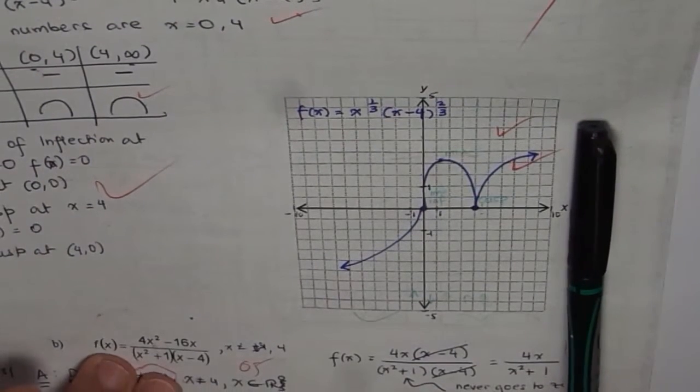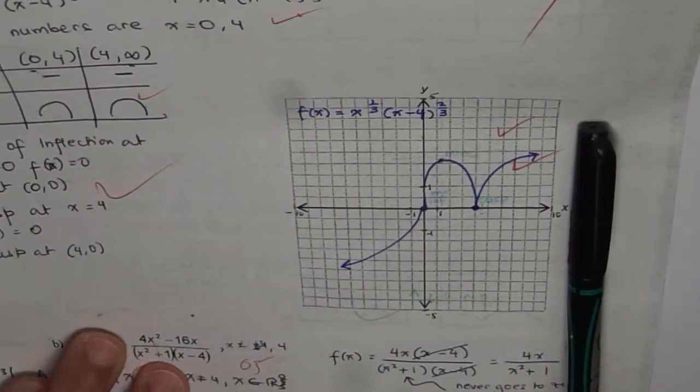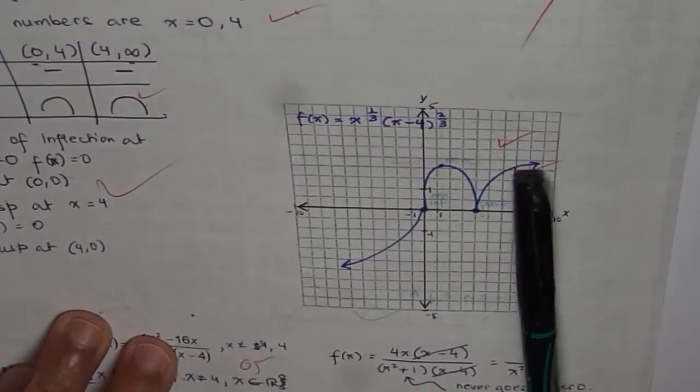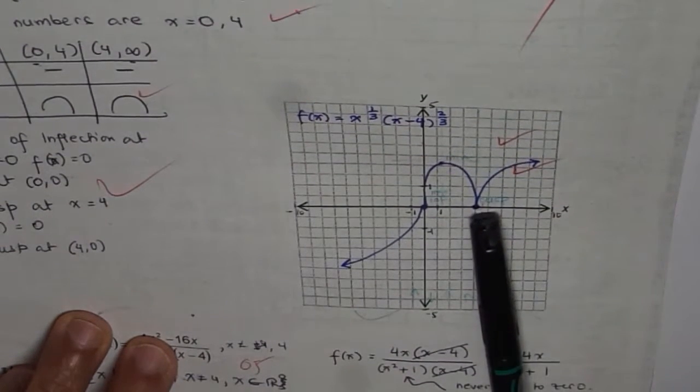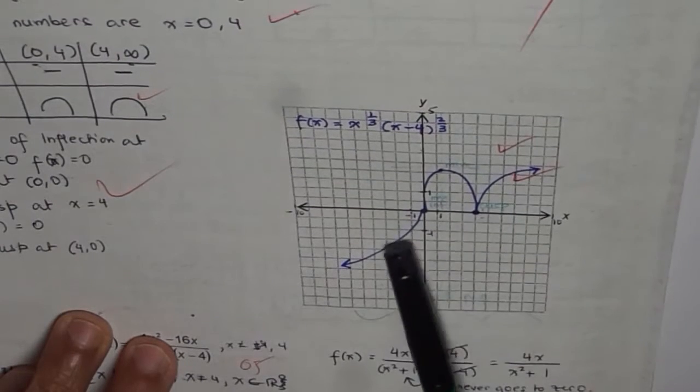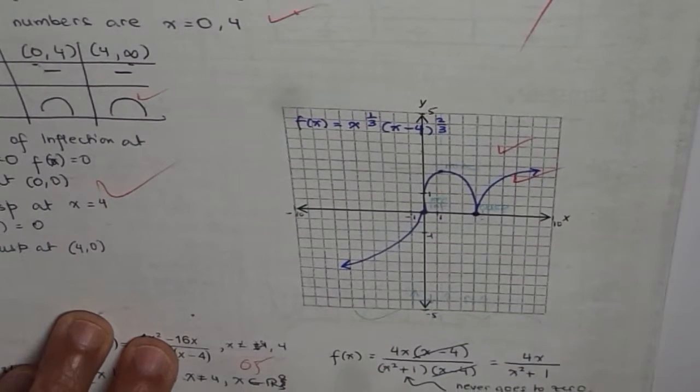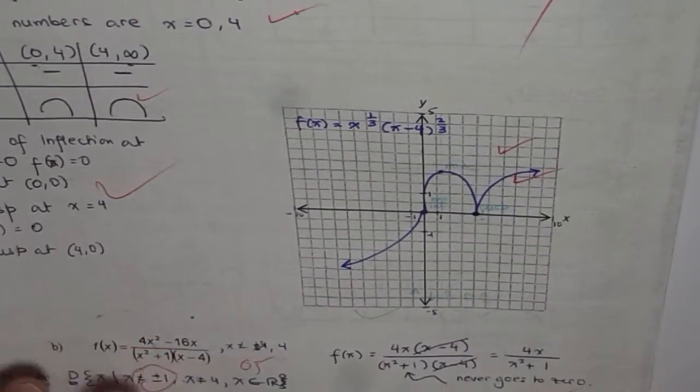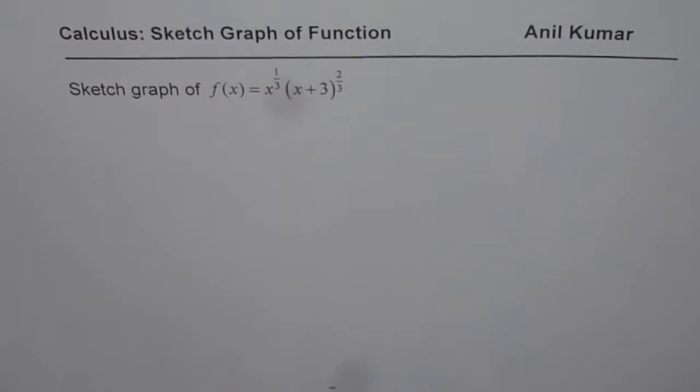Since it is a radical function, you do expect such cusps and corners, correct? So that is the kind of graph for the function from the test paper. Now let us explore and figure out how to sketch the graph of such a function.